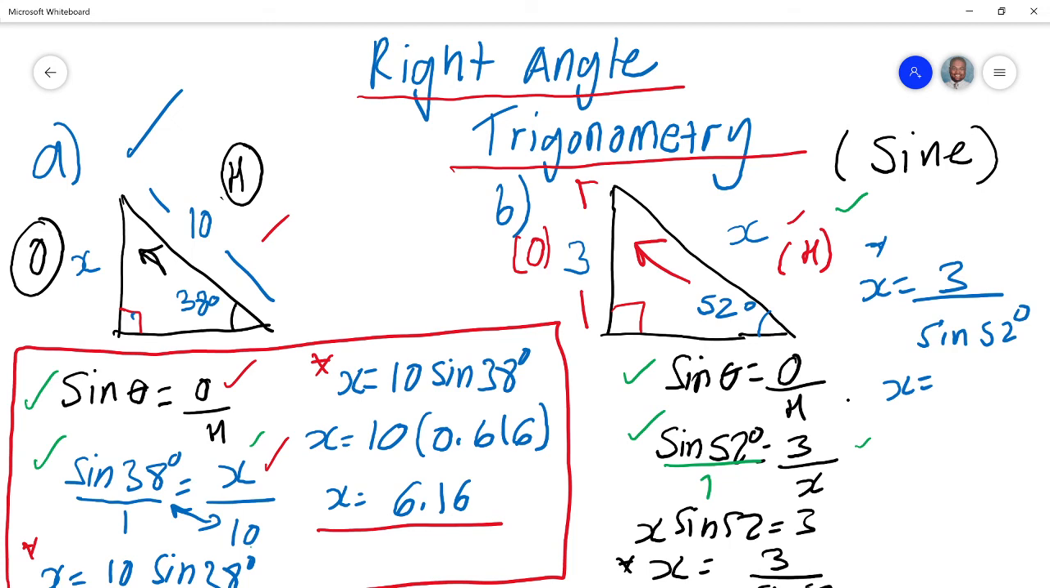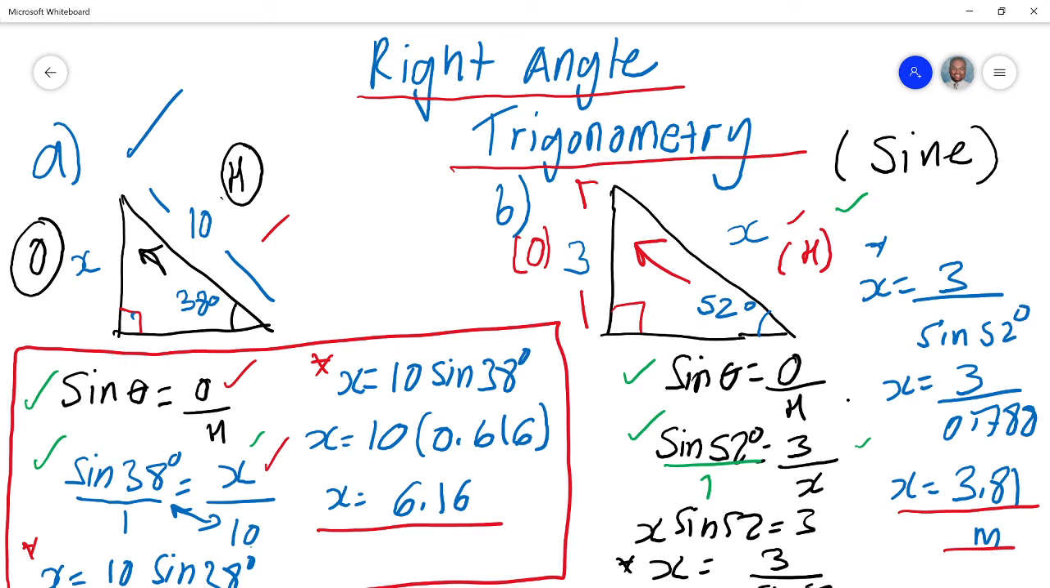3 divided by sine 52, that's the same as 3 over sine 52, which is 0.788. And x is going to be 3 divided by sine 52, and that's going to give you 3.81. Now, if that is meters, we put meters there. So that is how we work that out.